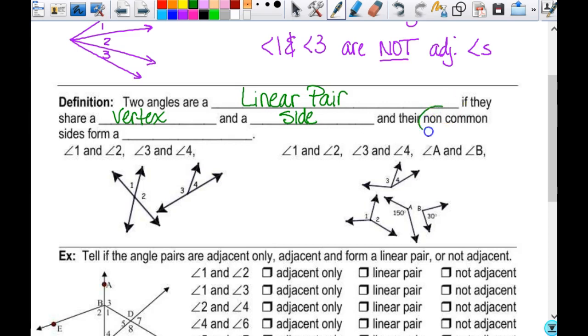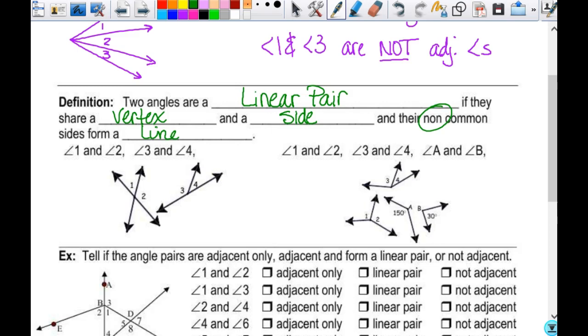And they're non-common sides. Right? So if you look at angles 1 and 2 up here, they share a side, right? This side and this side on the outside, those would be their non-common sides. It's the sides that they don't have in common, right? So what does the word linear make you think of? Line, right? So they share a vertex and a side, which means they're adjacent, and their non-common sides form a line. That's what makes them a linear pair.